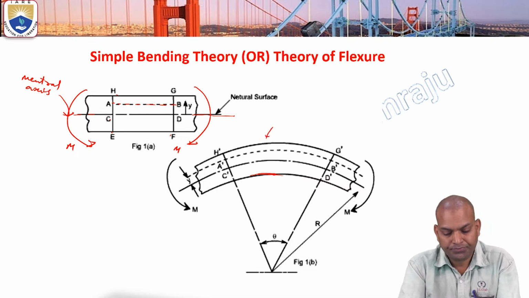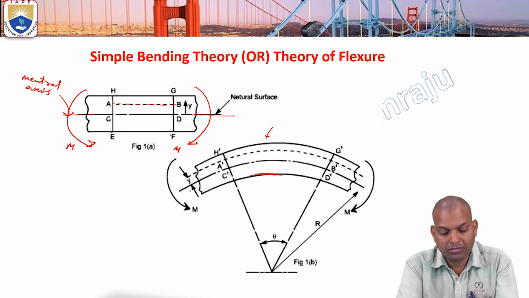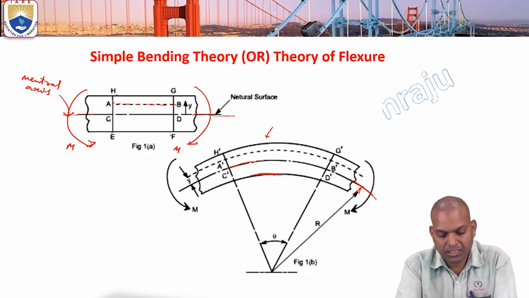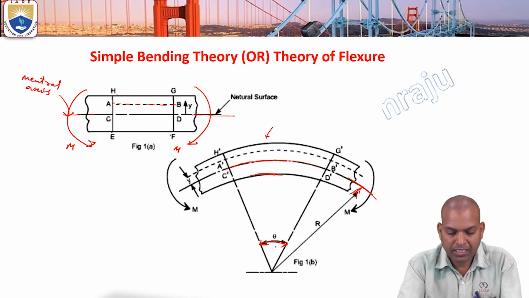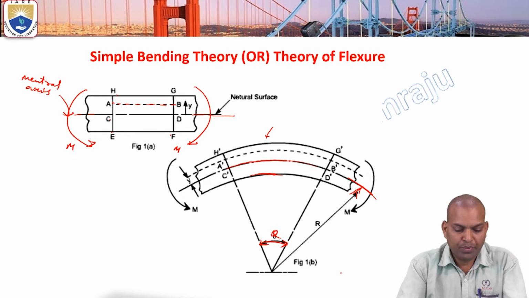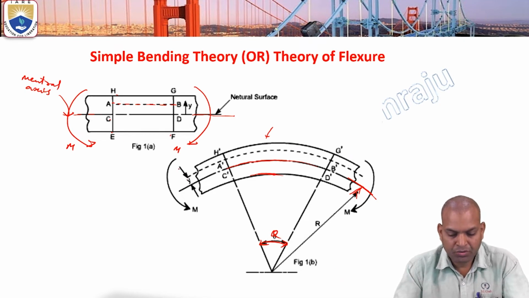So here the layers curve, and the radius of curvature becomes R about the neutral axis, that is A dash B dash. About that, C dash D dash has radius of curvature R, making an angle of theta. So before bending and after bending, we are going to consider the strain that will be developed.